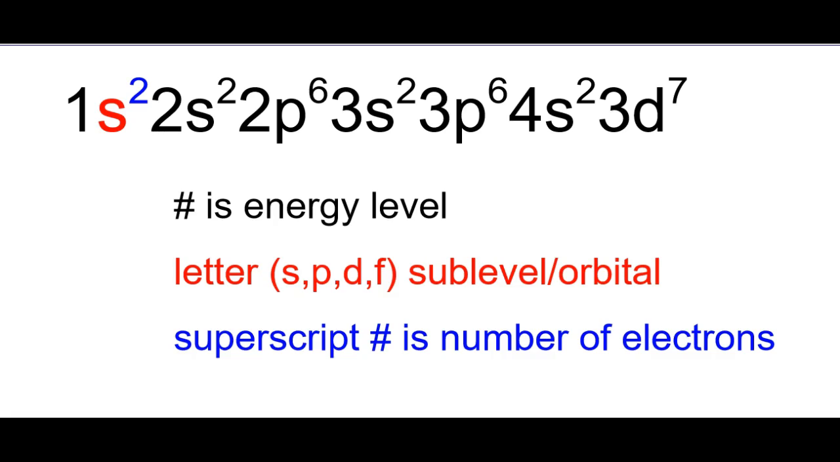All right, so as you can see, we have electron configuration here. I wanted to remind you that as you look at the big numbers in front, the 1, 2, 2, 3, 3, 4, 3 in this example, those are the energy levels. The letters, S's and P's and D's, and if there were any F's, those are the sublevels or orbitals. And then the superscript number is the number of electrons.